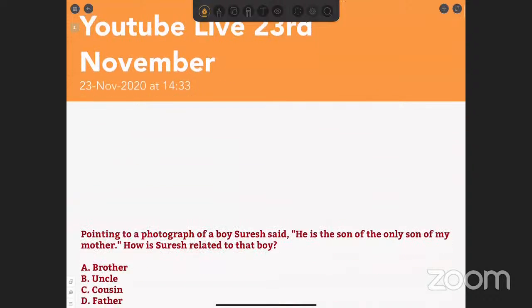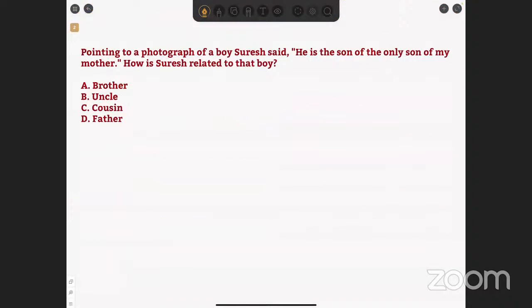Now, meanwhile, it goes without saying that if at all you have any doubts regarding anything related to this, you may ask in the chat window. We'll try to answer. Now, we have the first question here, wherein they say, pointing to a photograph of a boy, Suresh said. So Suresh is the one who is actually pointing the photograph of a boy. So what is Suresh saying in this case? He is the son of the only son of my mother.